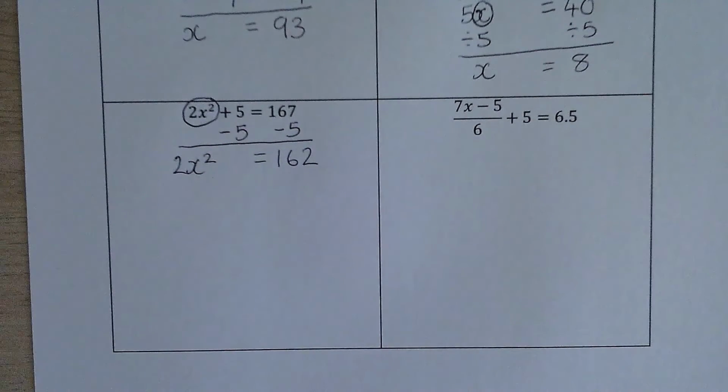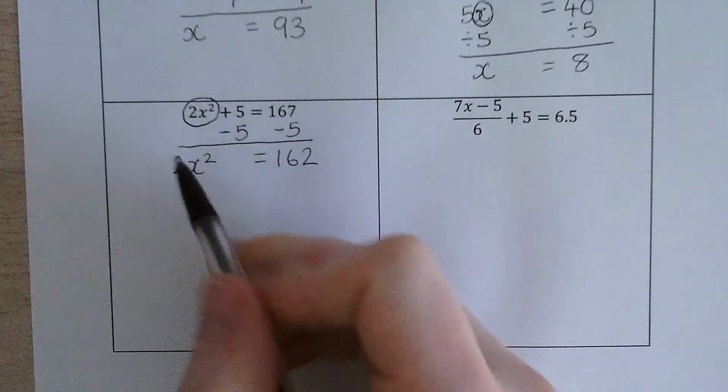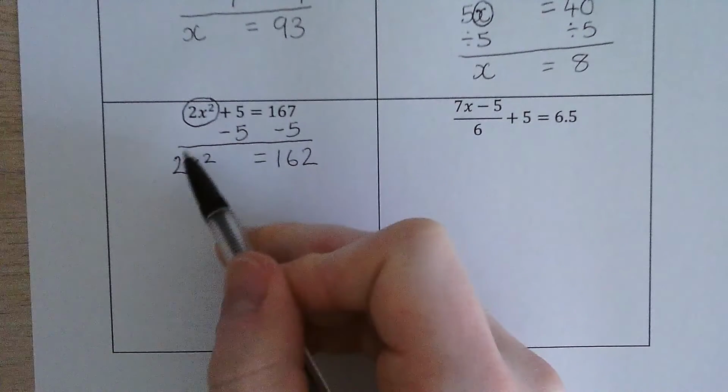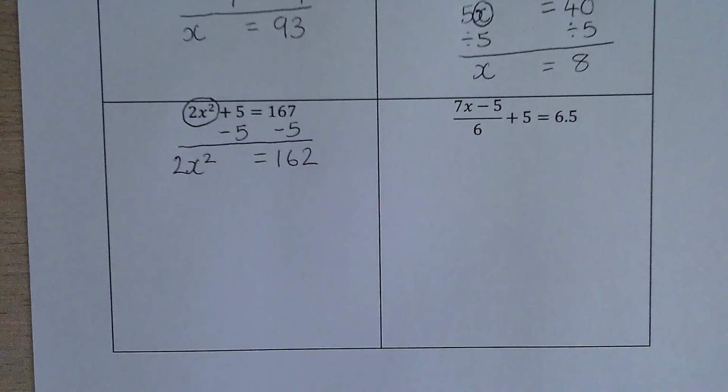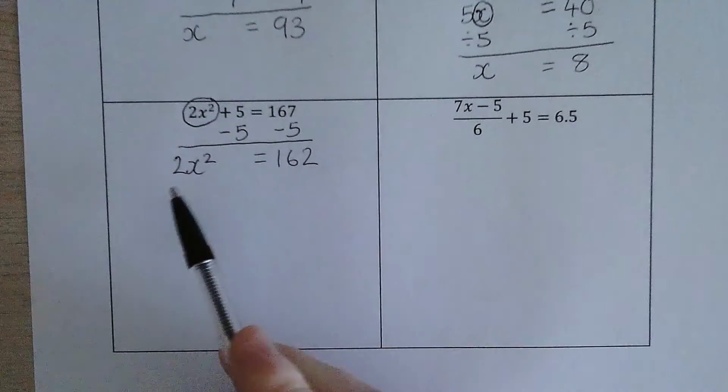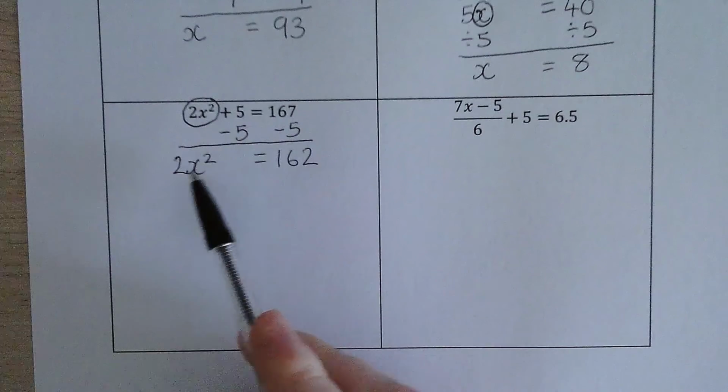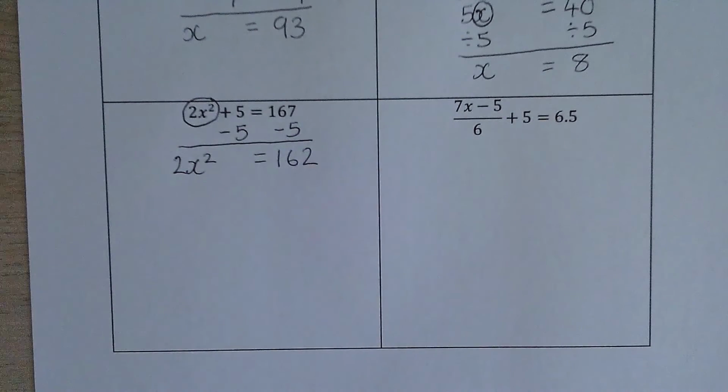Our next step is potentially the trickiest part of this question. I still need to isolate the variable from 2x squared. We cannot just isolate x straight away because we need to understand which operation we undo first. Do we get rid of the multiply by 2 or do we get rid of the square?